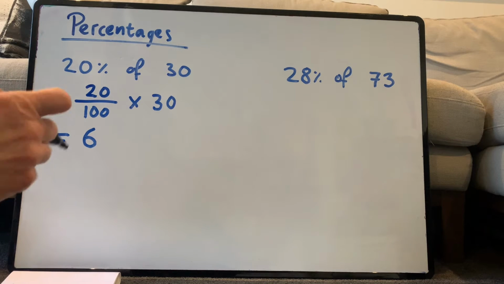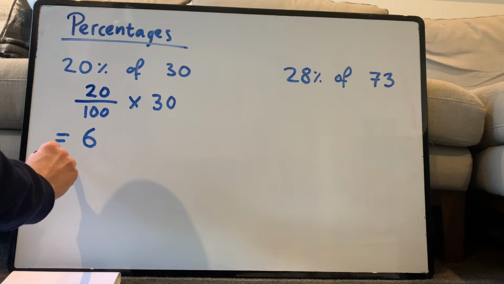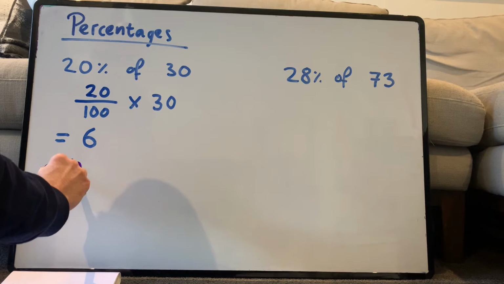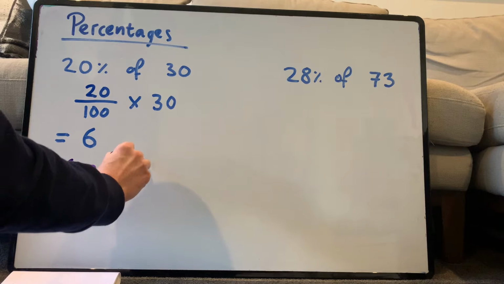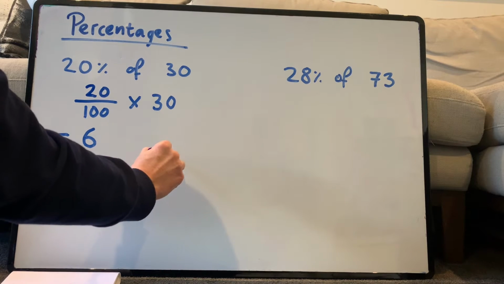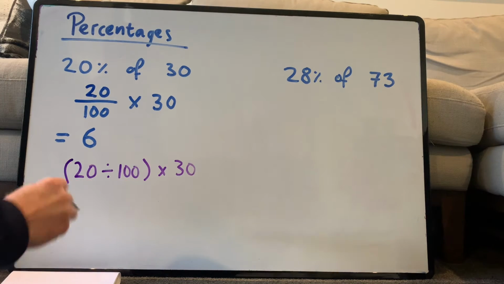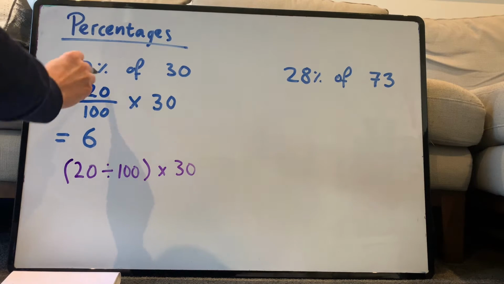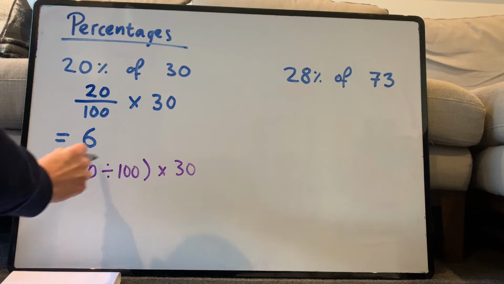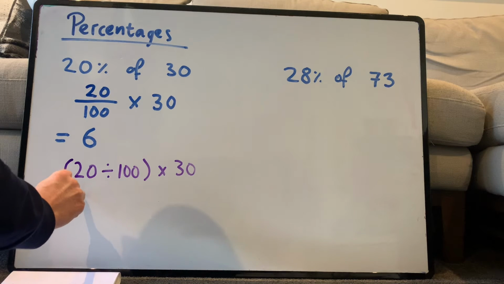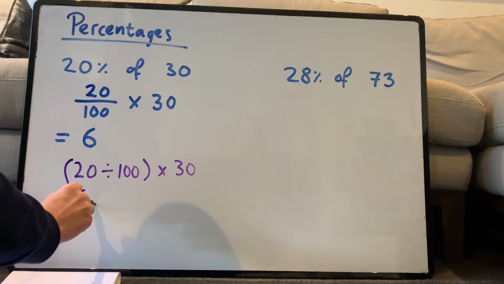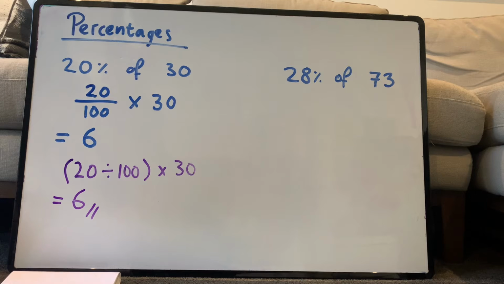You need to enter something that looks like this. Bracket 20 divide 100, close, times 30. This 20 over 100 is here, 20 divided by 100. Put that into anything, even a phone, and it'll spit out for you 6.